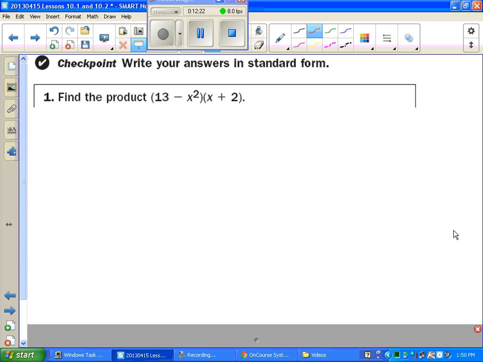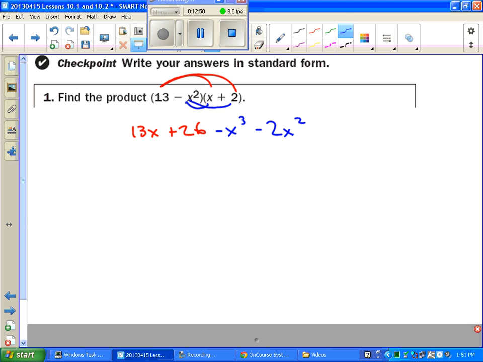Then you have a couple of checkpoint problems. You can find this many different ways. We'll go ahead and FOIL it. 13 times x is 13x. That's your F. Your outer is 13 times 2, which is plus 26. Your inner terms, negative x squared times x, is negative x to the 2 plus 1, which is third power. And then your last terms, negative x squared times 2, is negative 2x squared.